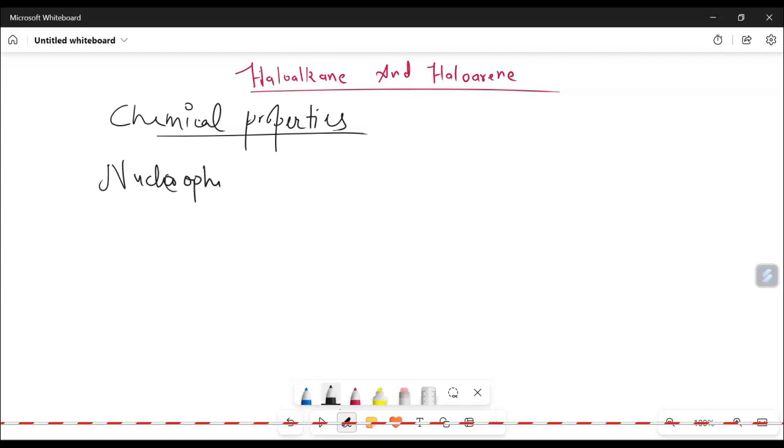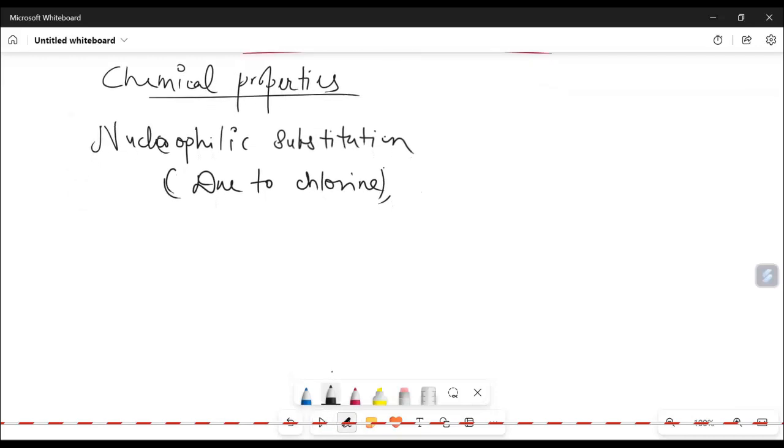Nucleophilic substitution, and this is due to chlorine. This is due to chlorine present in your chlorobenzene. Okay, so let's start with it.